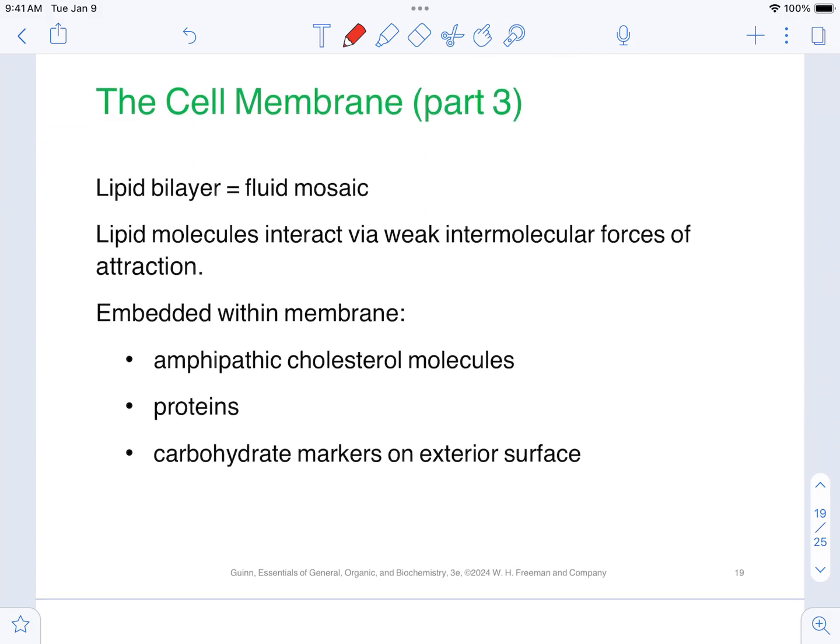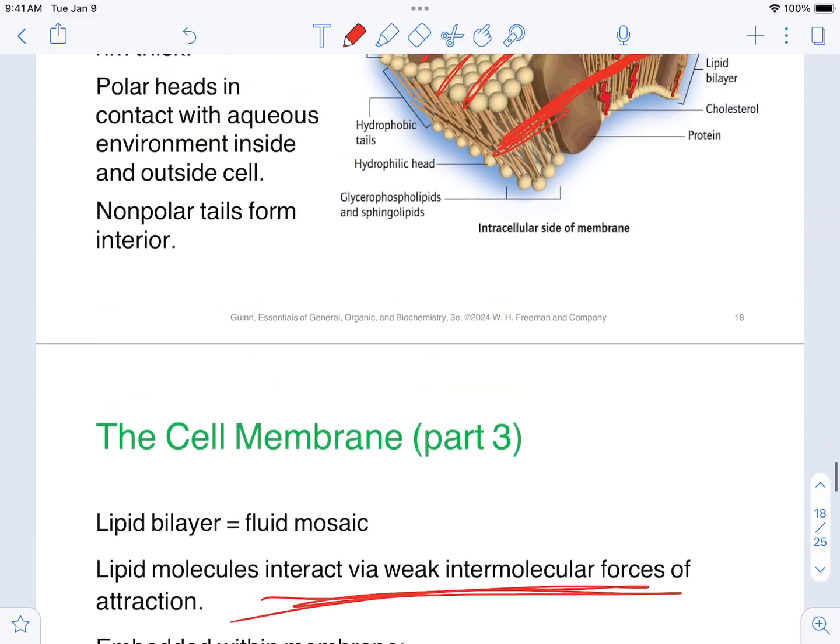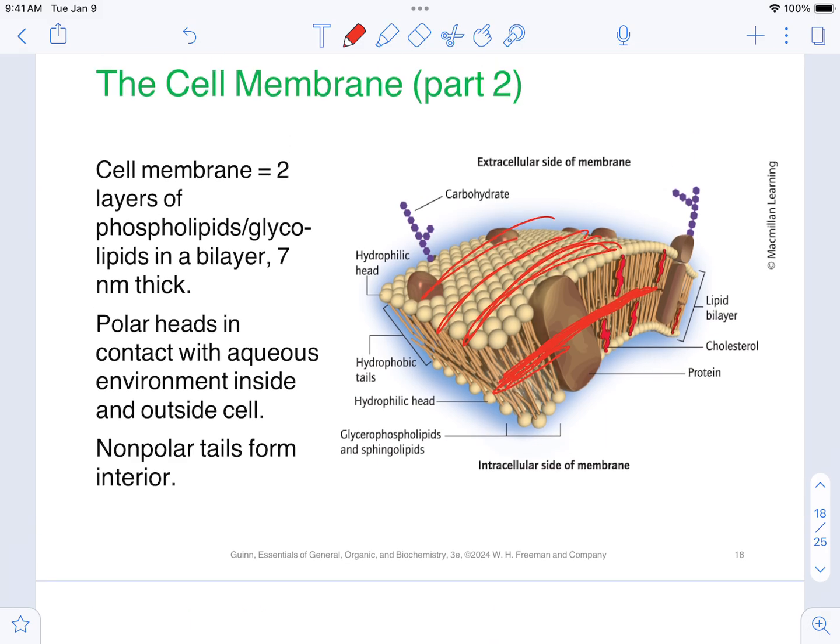We call the lipid bilayer fluid mosaic. Important to note that they interact via intermolecular forces. Very weak though, so they're not strong. And you will see different things in the membrane. So here it's saying cholesterol, protein, carbohydrates. Here are your carbohydrates, here are your proteins, the brown, and the cholesterol is the red embedded in there.